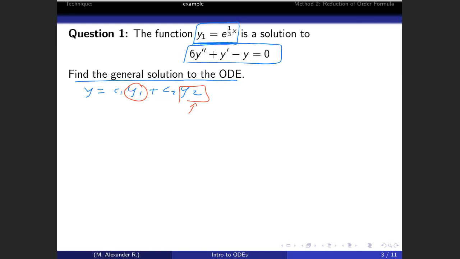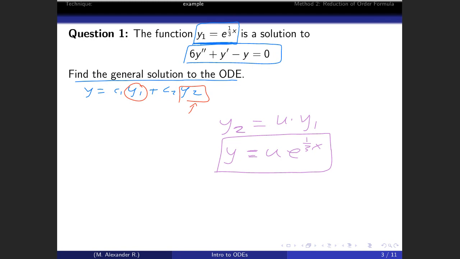All right, so what do we do? We're going to make the following function. We're going to make y2 equal to u multiplied by y1. Because it gets clumsy to write down y2 over and over again, I'm just going to write y is equal to u, and I'm going to substitute the y1, which is e to the 1/3 x. So we make this function.